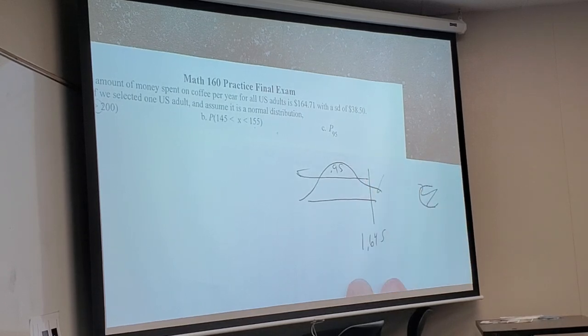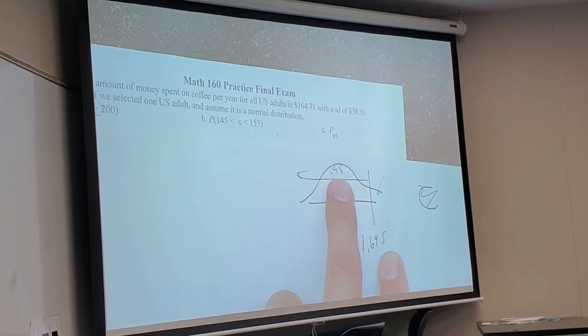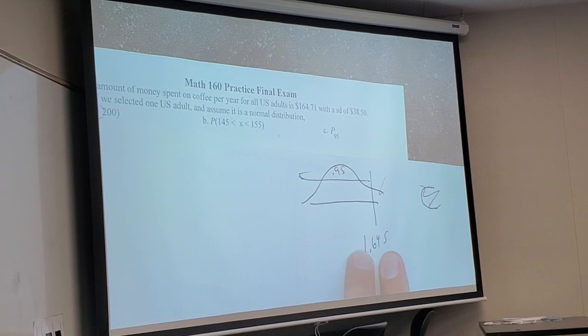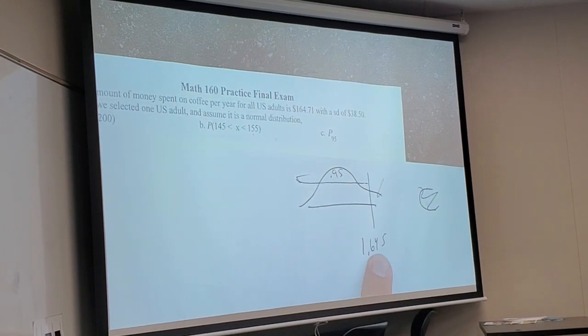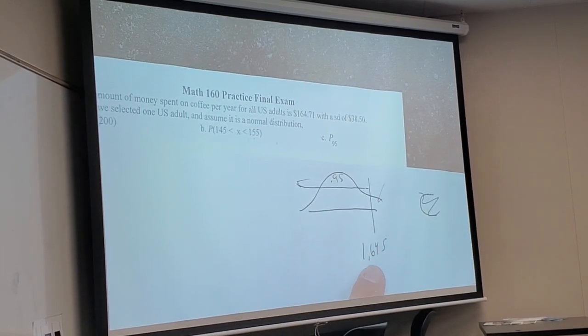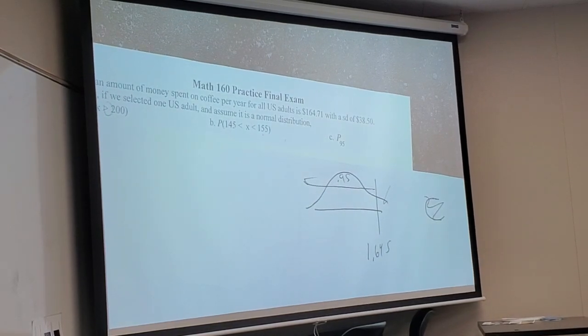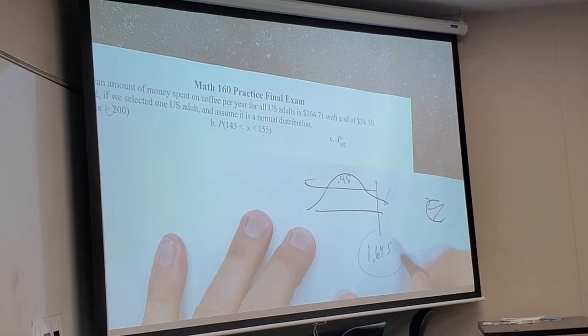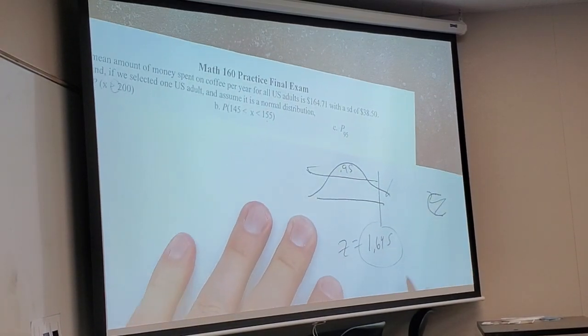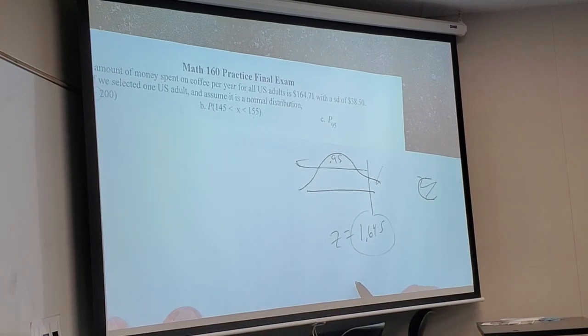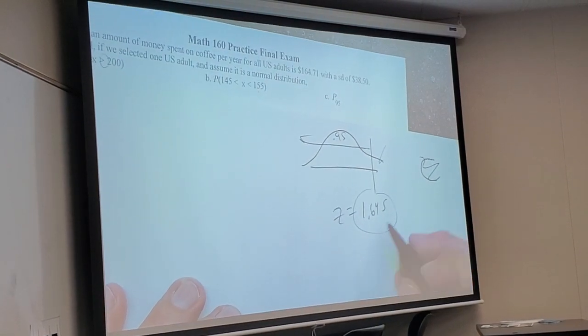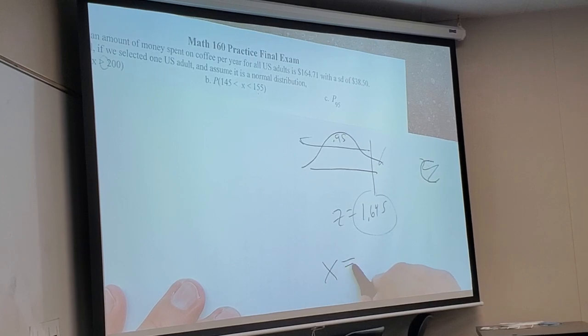No. If that was the amount of money somebody spent, the 95th percentile amount of money spent on coffee is $1.65. I'm like, where are you going? Or do you get this much coffee in a year? There's my coffee for the year. All right. So what do I have to do with this? That, of course, is a z-score. How do I change it into an amount of money spent on coffee? What's that backwards formula?